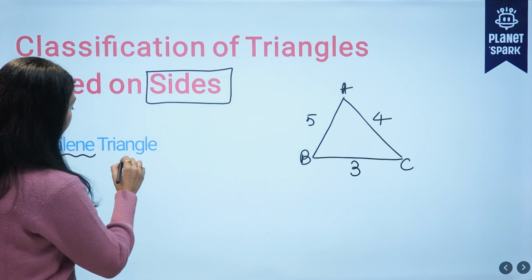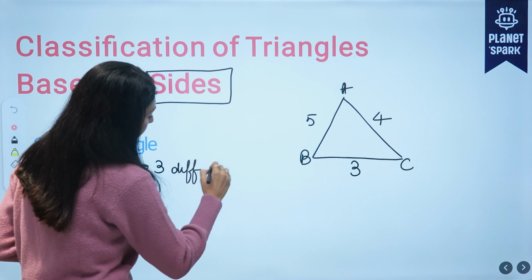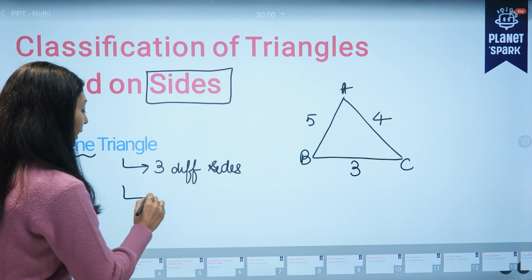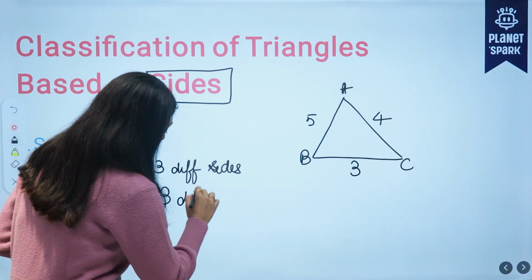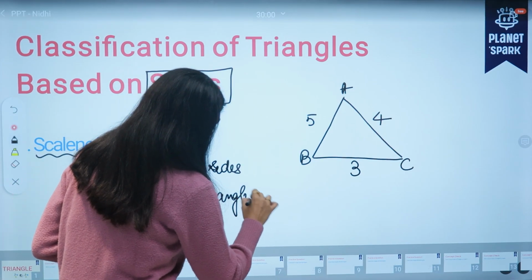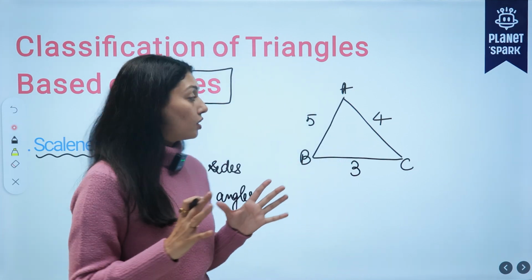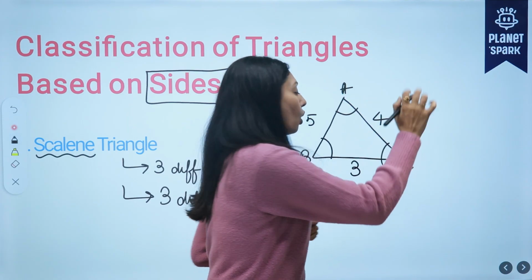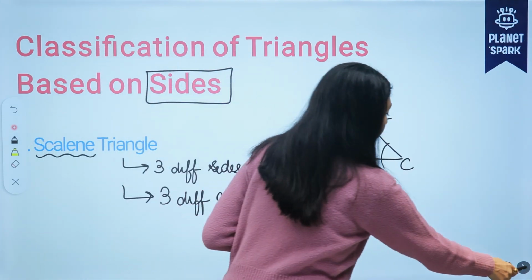Right? So what all we have here? 3 different sides. And the angles will also be different. Right? So we will have 3 different angles. तो क्या पता है हमें scalene triangle के बारे में? Whenever we have a triangle there जिसमें 3 different sides हैं, 3 different angles हैं, तो हमारी triangle का type क्या होगा? Scalene triangle. Okay, let's move to the next one.